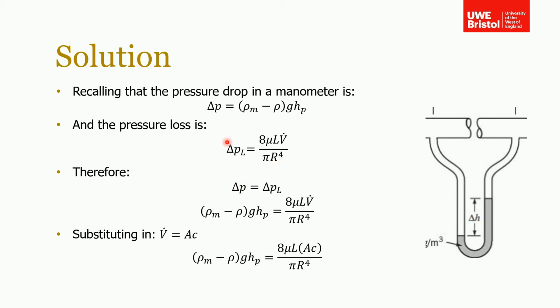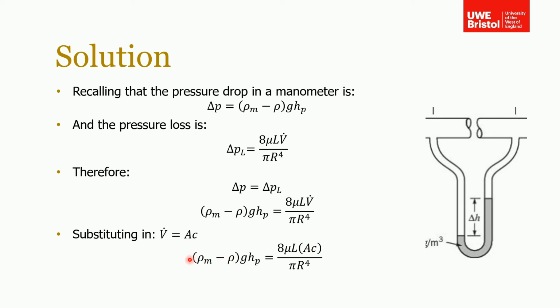Now we also know that the pressure loss in this pipe, assuming that it's laminar, and that's the assumption we're making here, is given by this relationship. So therefore we can equate the two. We can equate the pressure drop to the pressure losses. So if we substitute these two formulas down here, then we end up with this relationship. Now we're trying to find the velocity in the pipe, so we can substitute in the volumetric flow rate here for the area times the velocity, as we've done in the last equation.